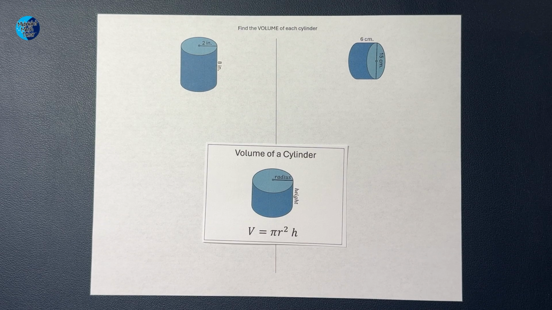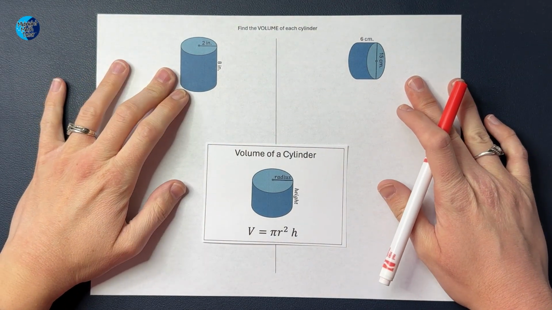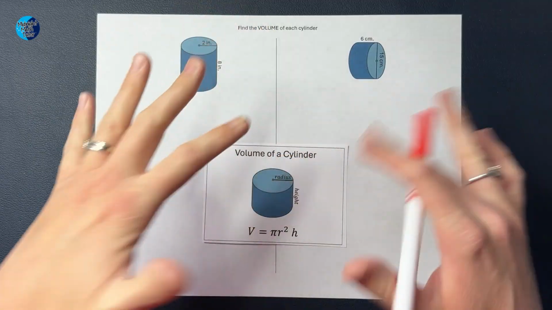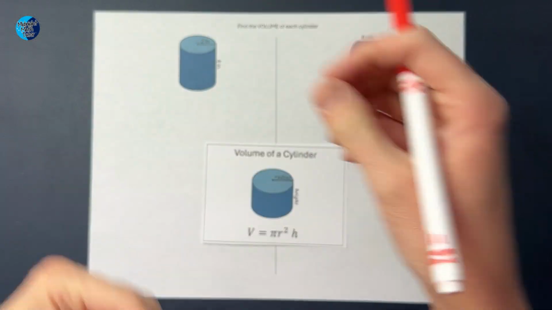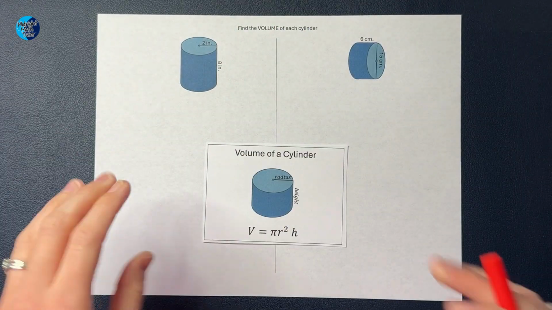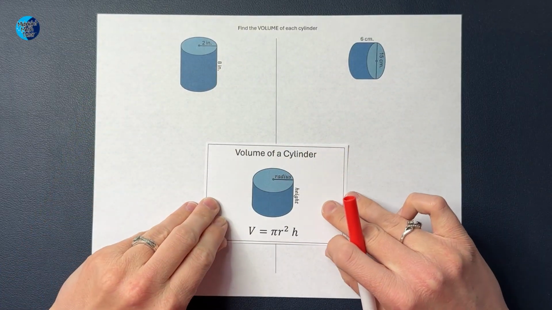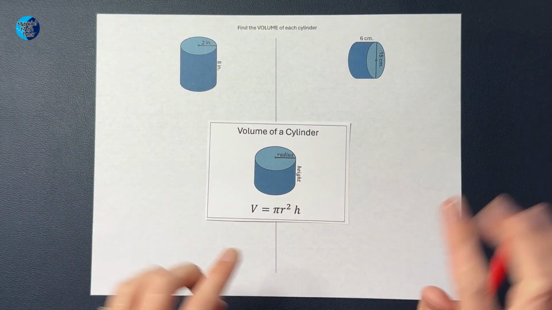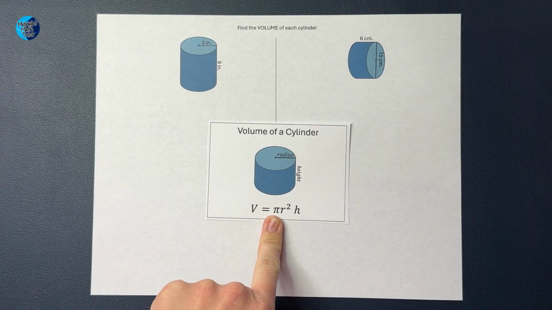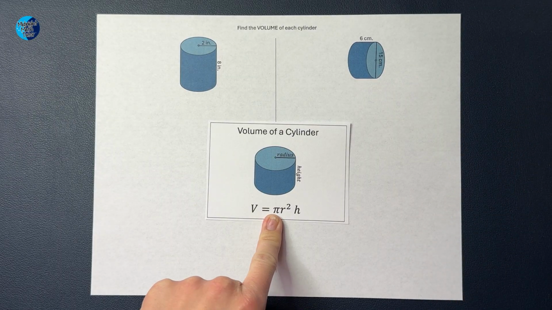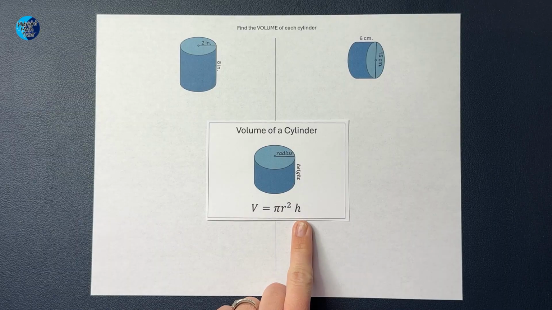Hey guys, we are going to find the volume of a couple cylinders today. Now, if you're still confused about what volume is asking for, we're going to talk about that as we solve it. So first of all, the volume of a cylinder is found by pi, if you're not sure what pi is, I'll link a video for you in the corner, pi r squared h.